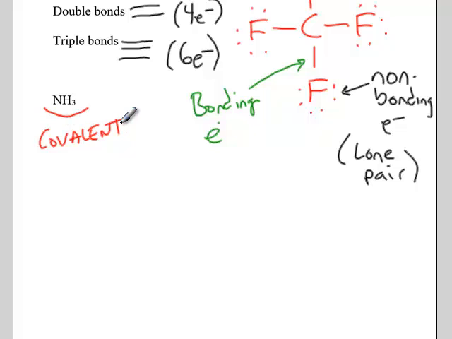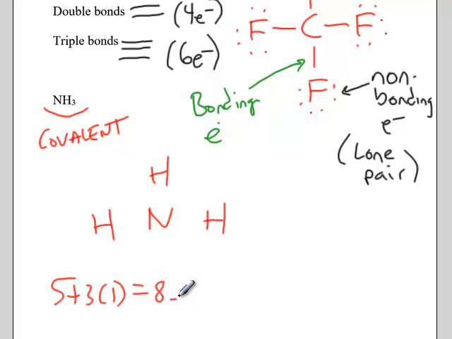The most symmetrical way to arrange these atoms is to put the nitrogen in the middle and the three hydrogens on the outside. Each hydrogen has one valence electron and the nitrogen has 5, so we have a total of 8 valence electrons to put into this picture.